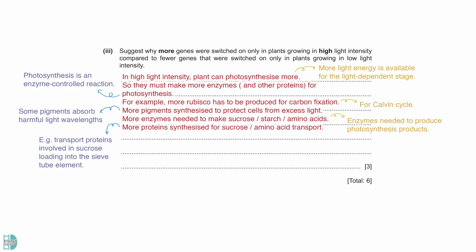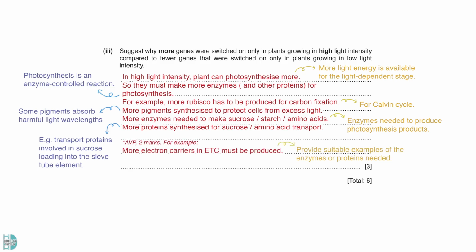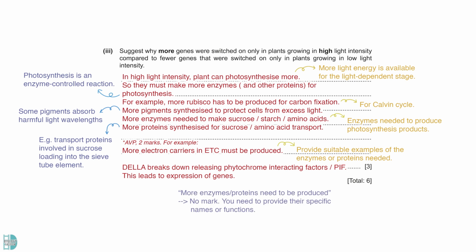There are 2 marks for AVP. You can get this mark if you provide suitable examples of the enzymes or proteins needed, such as electron carriers in the ETC and ATP synthase for chemiosmosis. You can also provide details of how DELLA may be broken down in high light conditions and how this leads to the expression of the genes. You can't get a mark for this question if you only state that more enzymes or proteins need to be produced without providing their specific names or functions.